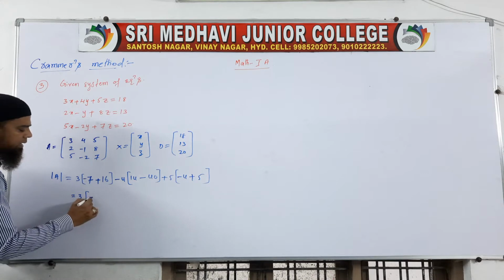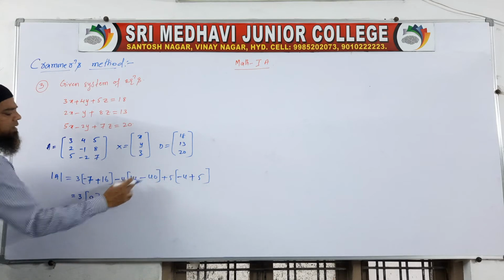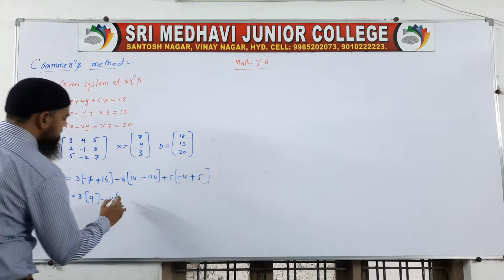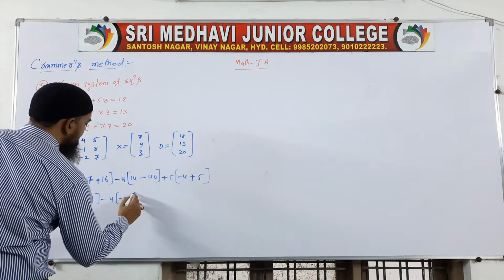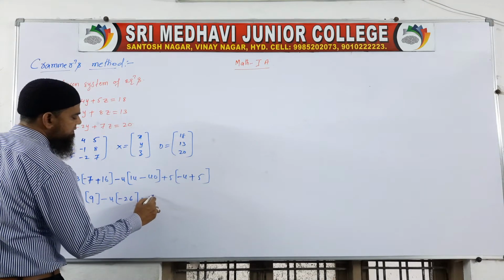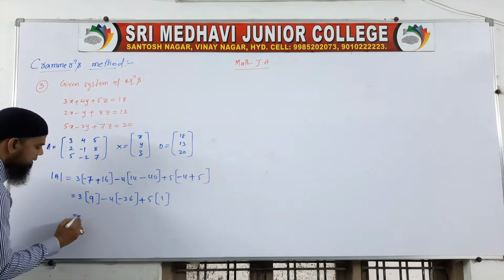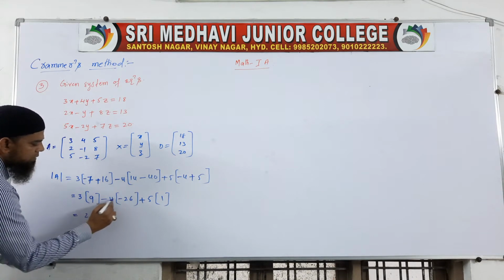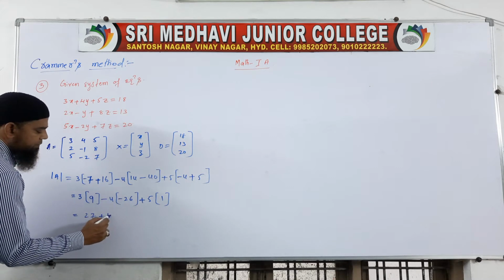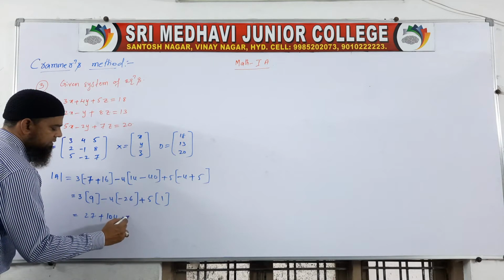So what you will get? 9 plus 9. -4 and -14 minus 40. 14 minus 40, how much? Minus 26. Minus 26 plus 5 into -4 plus 5, that is 1. 3 9s are 27. Minus into minus plus 4 2s are 8. 4 6s are 24. That is 104. Plus 5 1s are 5.